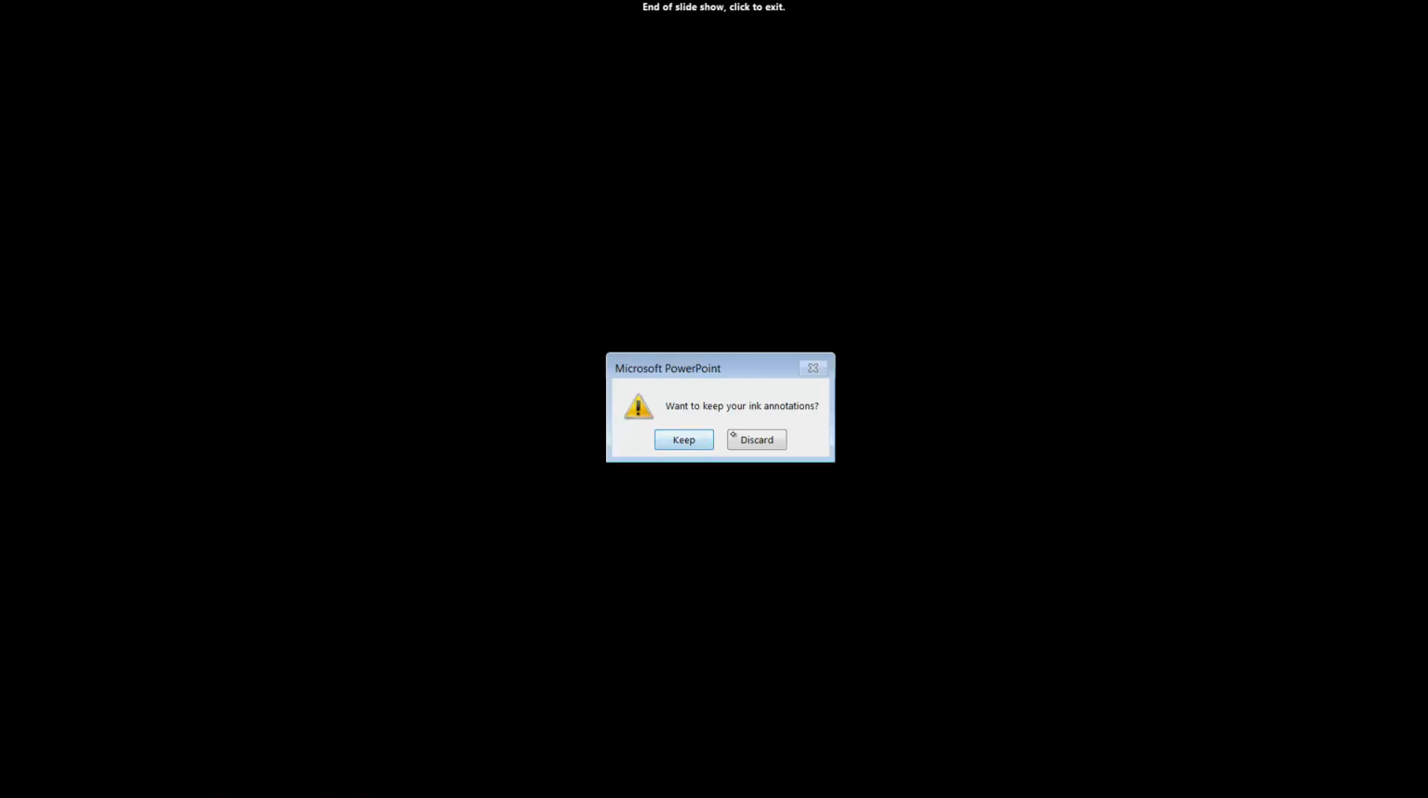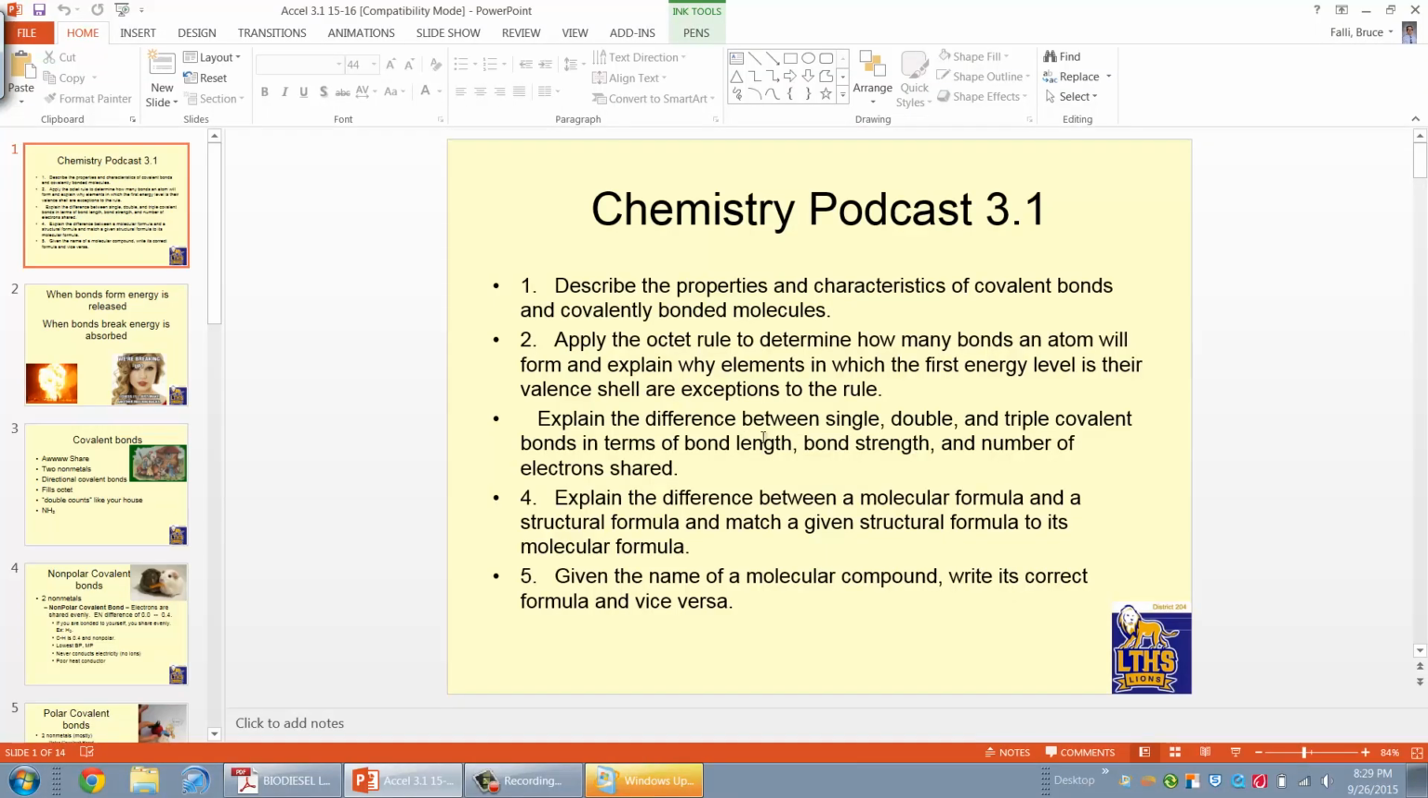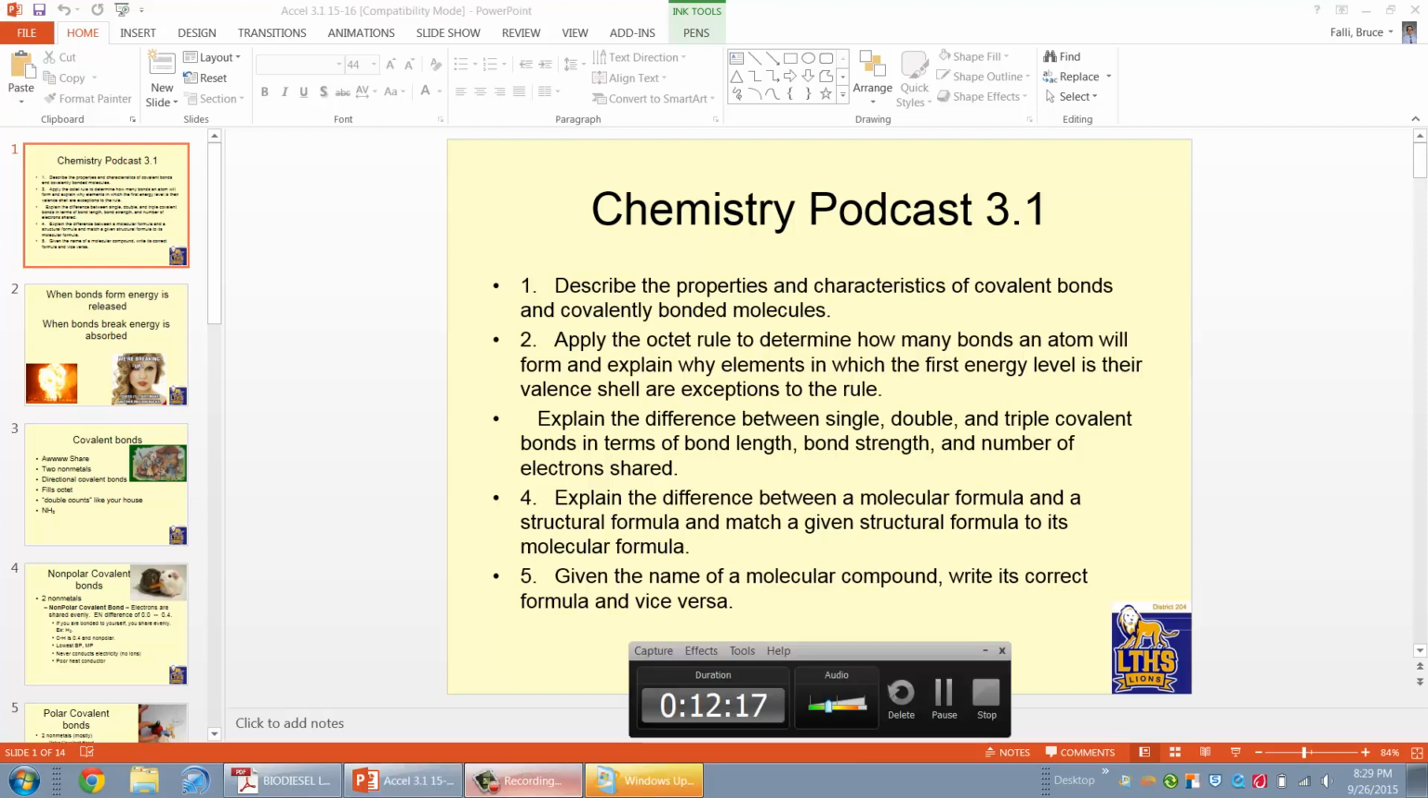I'm used to being able to hit F10, and I don't know how to make it stop. Oh, no, I don't know how to make it stop. Oh, well. Doodles.